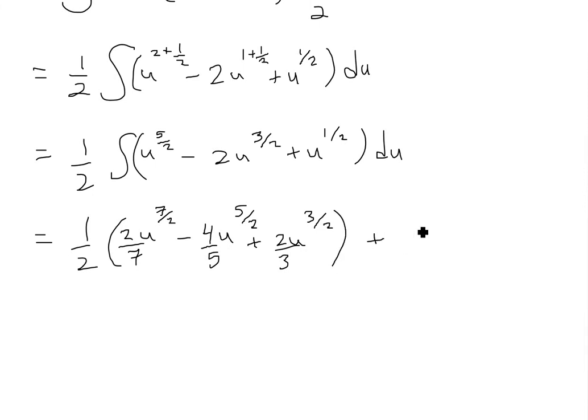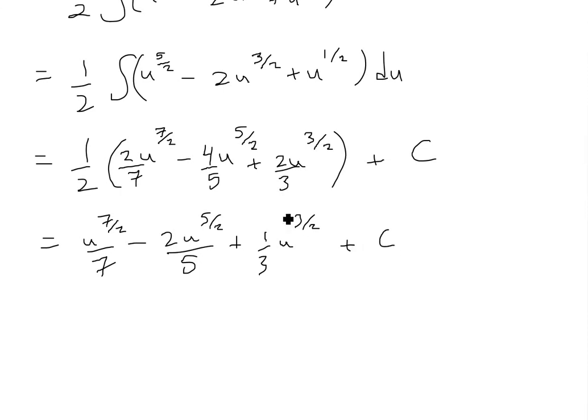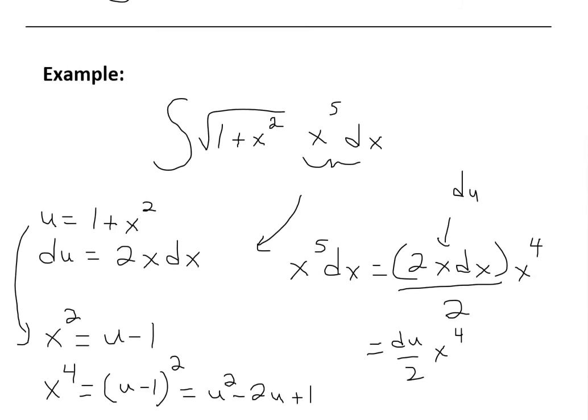Now we also have to add a constant, so plus a constant. Now we can divide it out by 2. So we'll get u to the 7 over 2 divided by 7, minus 4 divided by 2, that's just 2, u to the 5 over 2 all divided by 5, and then plus 1 over 3 times u to the 3 over 2, then plus c. That's 3 right there.